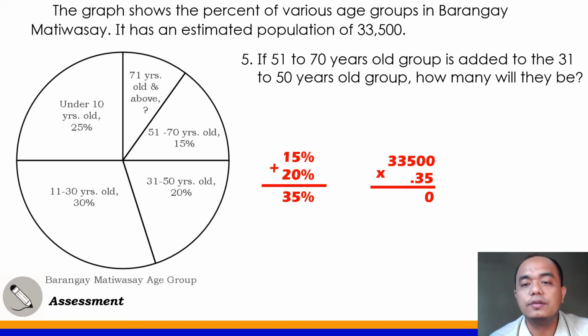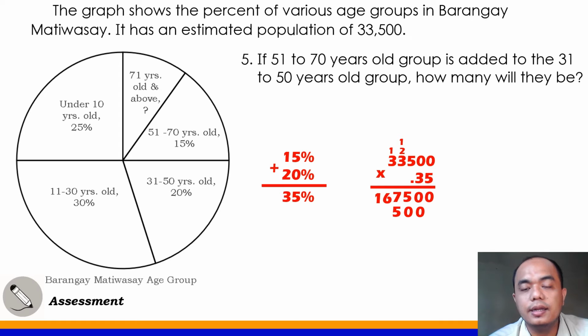Ito yan. So, that's 0.35. So, 5 times 0 is 0. 5 times 0 is 0. Another one. 5 times 5 is 25. Carry 2. 5 times 3 is 15 plus 2 is 17. Carry 1. 5 times 3 is 15 plus 1, 16. 3 times 0 is 0. 3 times 0 is 0. 3 times 5, 15.